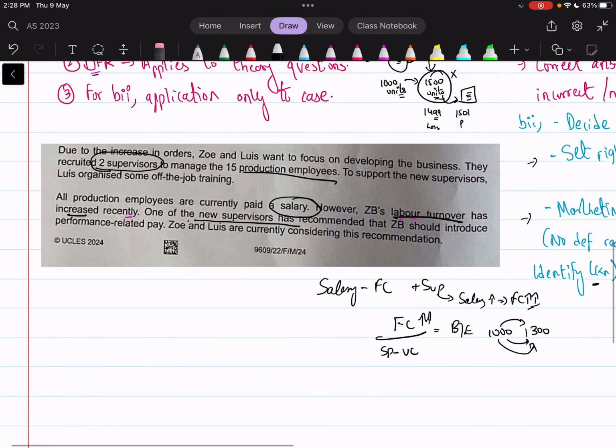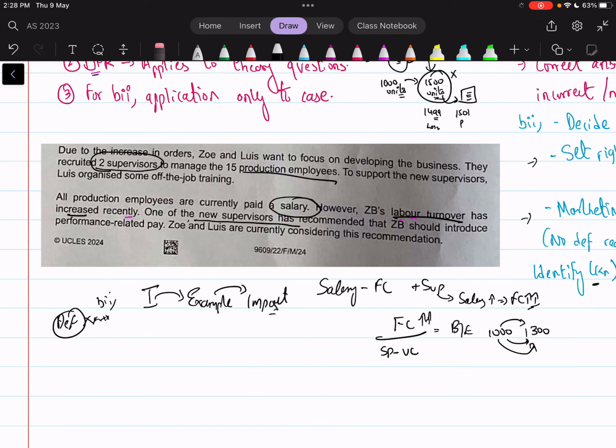Think. So first you identify a benefit, then you give a relevant example in the context of the case, and then you mention an impact on the relevant example that you've given. Sir, do I write the definitions? No. Not in B part 2, no definition.